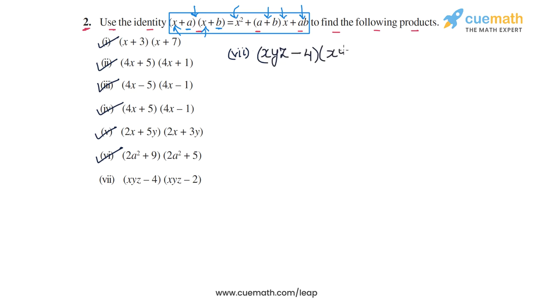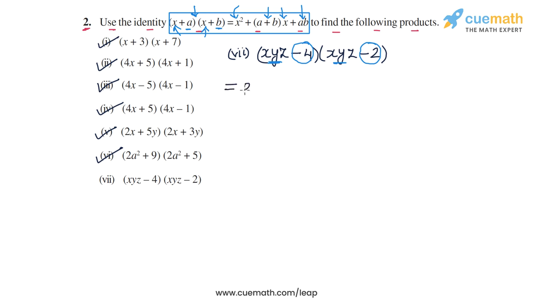Finally we come to part 7, in which we have to calculate the product xyz minus 4 times xyz minus 2. So in this product, in the two binomials, the common term is xyz and the non-common terms are minus 4 and minus 2. So these are the non-common terms. So let's apply the identity now.